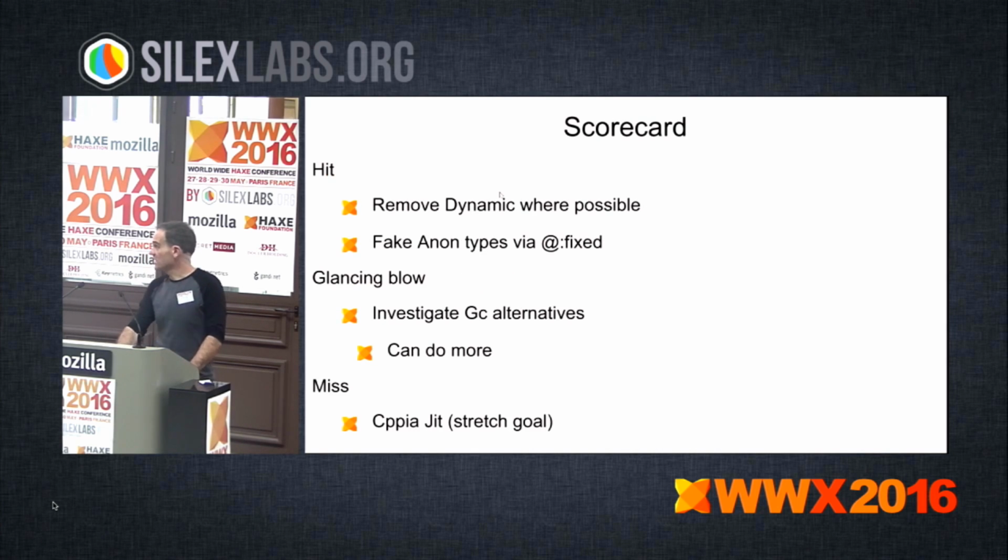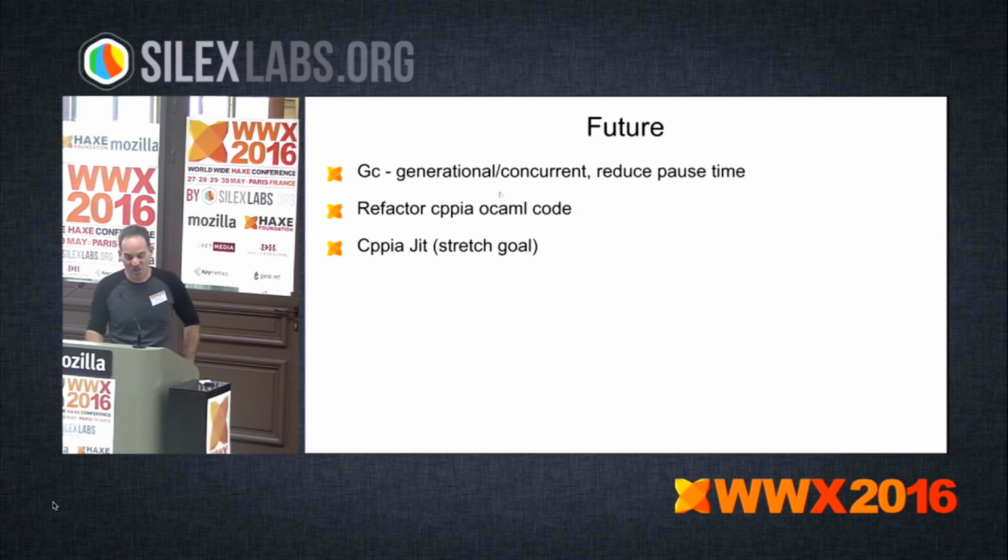So just going over what I said last year, that I'd remove dynamic where possible, and I think the fake and non-types and fixed pretty much does that, and same with the enums. They no longer have the dynamic underneath them. I said I'd investigate some GC alternatives, and I have done that. There is quite some improvements there. Obviously, there's some more we can do. And CPU JIT didn't happen, and unless something changes, it may or may not happen in the future.